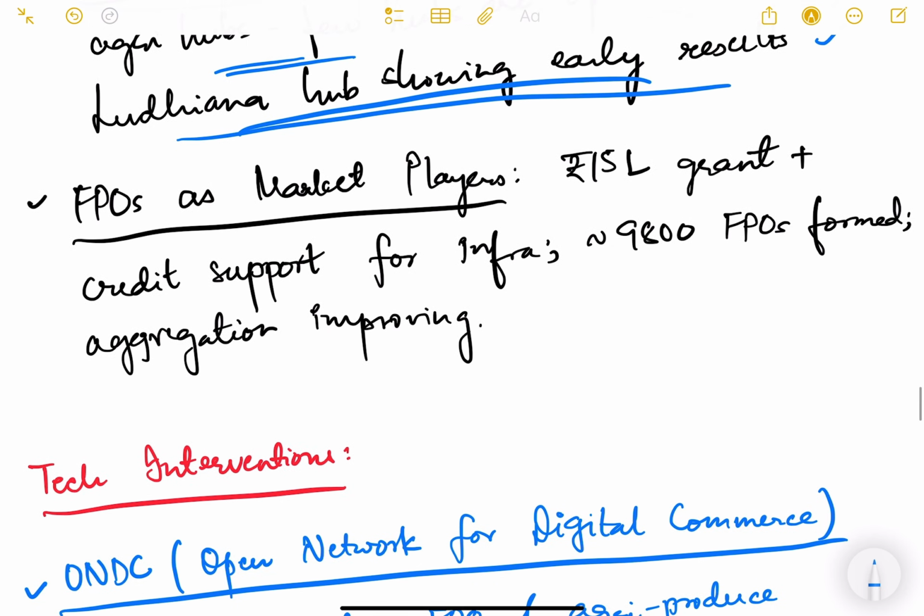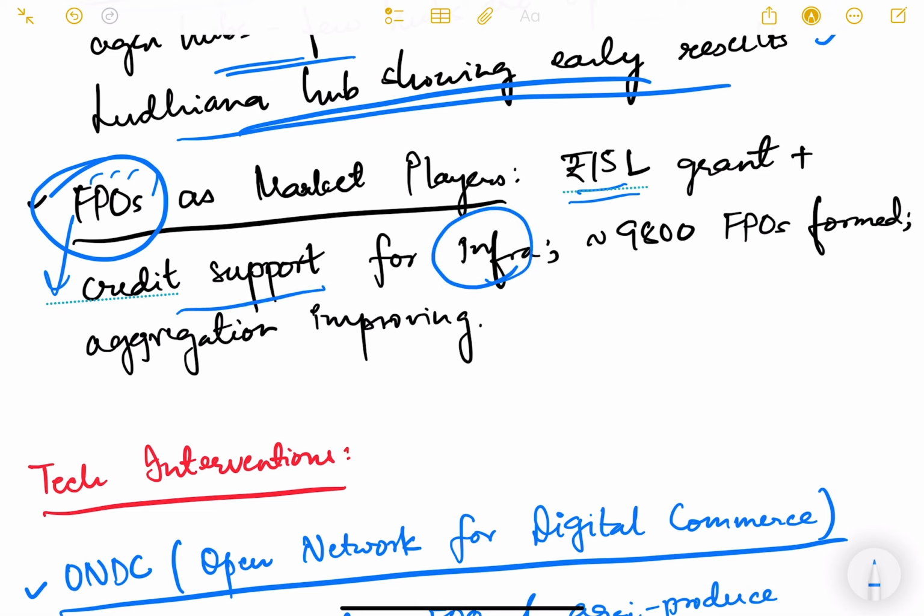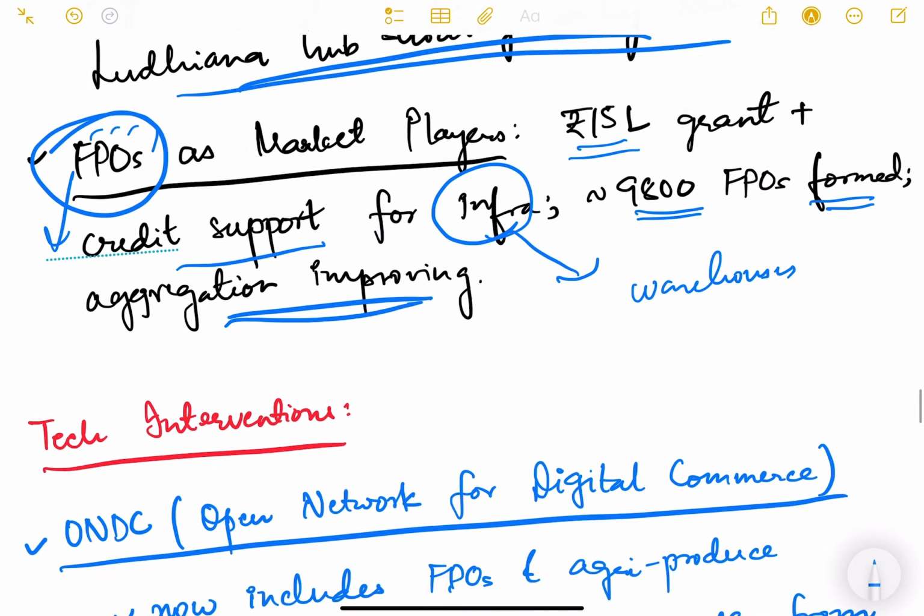Then FPOs as market players. So FPOs, farmer producer organizations, need to be developed. Up to 15 lakh rupees grant is given to them, credit support for infrastructure development. Now what kind of infrastructure will they develop? They will have their own warehouses, godowns, processing facilities, packaging facilities. Almost 9,800 FPOs have been formed. Aggregation is improving. So we are doing something so that individual farmers who cannot have their own storage places or cold chain can rely on these FPOs, which can afford such infrastructure.